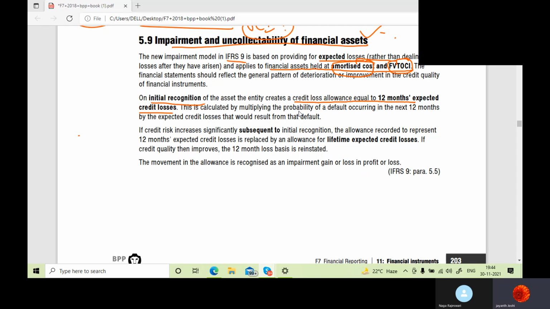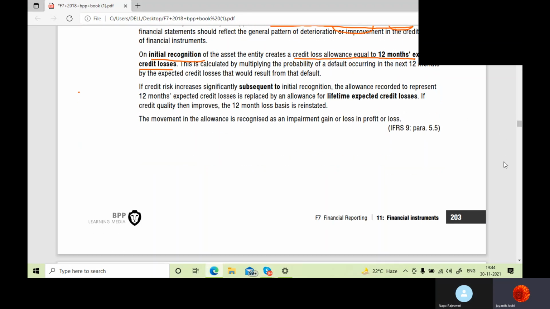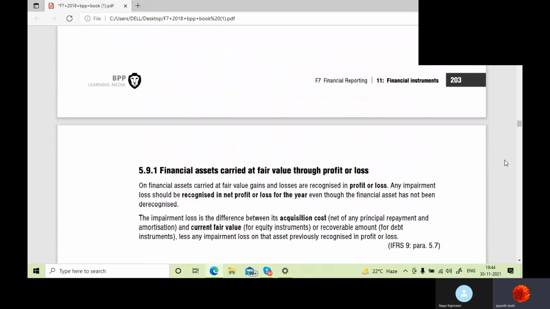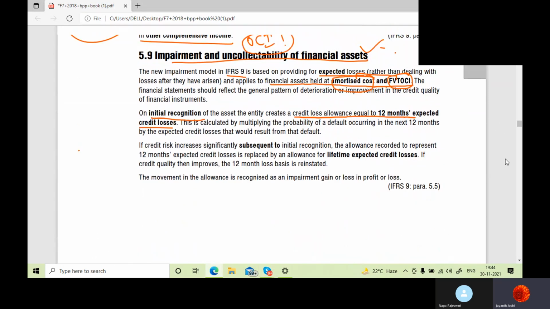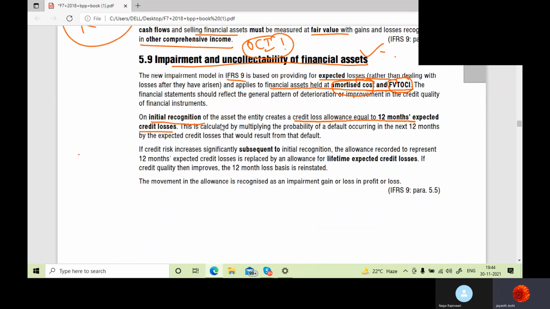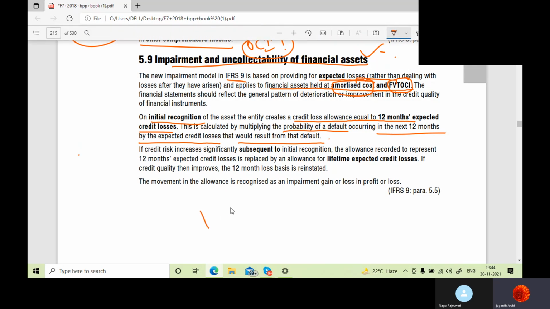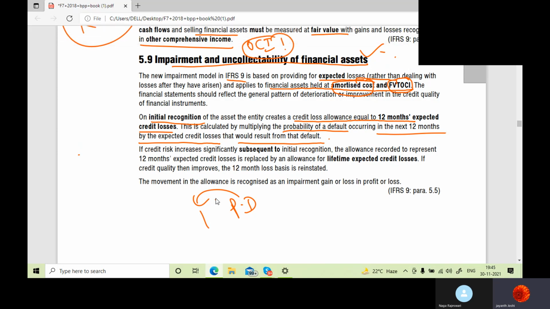This is calculated by multiplying the probability of default occurring in 12 months by the expected credit losses that would result from that default. This is a different kind of concept and they don't have this in detail for you. So how will you understand the deterioration of credit quality of a security? You need to take that security value and multiply it by the probability of default. So you'll be getting how much default. See, probability of default means what? The credit quality deterioration. If the credit quality goes down, then only default can happen, na?